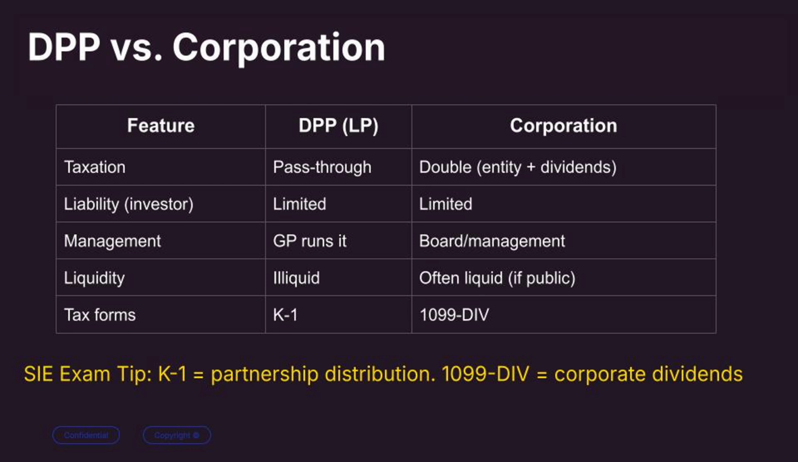Liquidity. Public corporations trade on exchanges, so getting out is easy. DPPs are illiquid. And the tax form difference is a clean memorization point. Partnerships issue a K1. Corporations send a 1099-DIV. If those forms show up as answer choices, that distinction is what the question is checking.